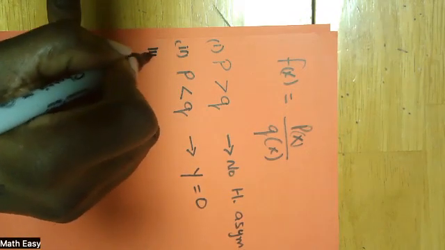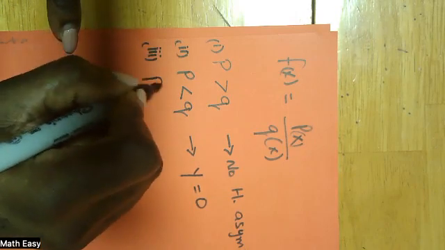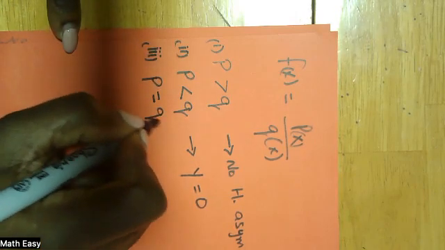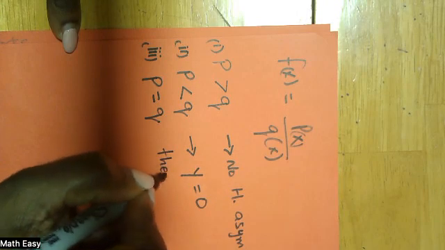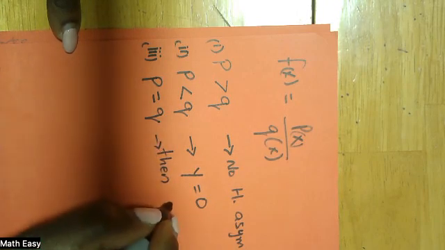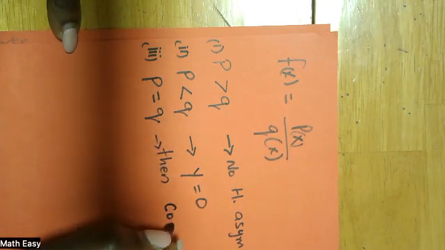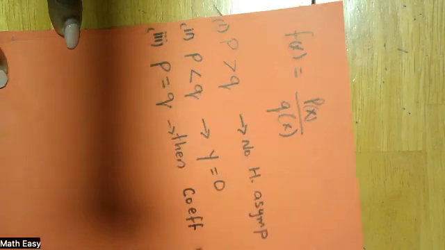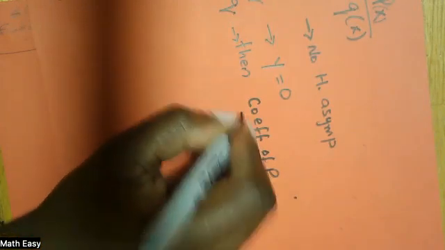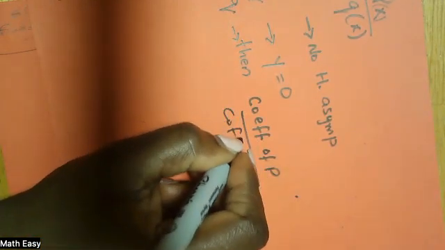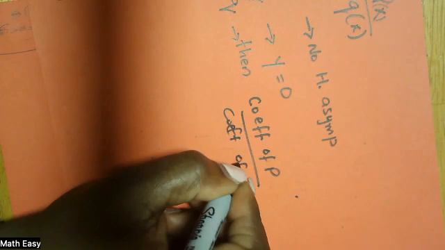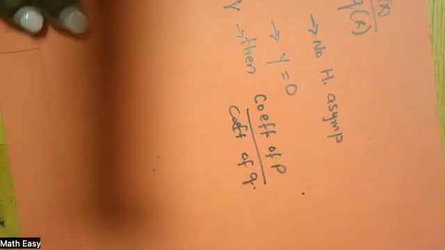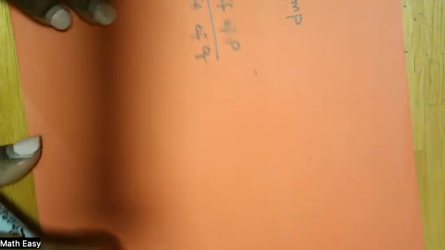And finally, if the degree of p is equal to the degree of q, then we're going to use that formula: the coefficient of p divided by the coefficient of q. So let's look at some examples and see how we can find the horizontal asymptote.